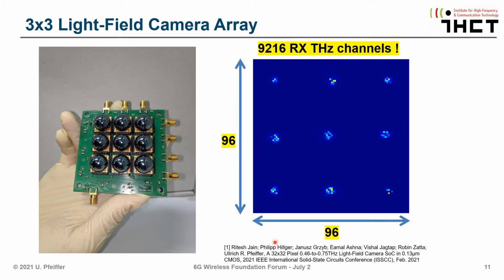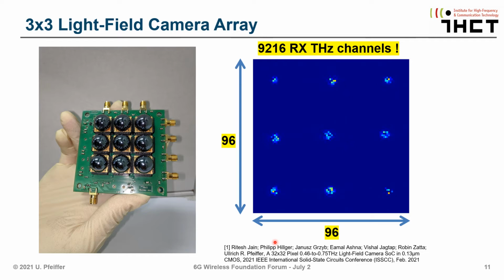Now, of course, you can scale this even higher. If you want to think about massive MIMO implementations, for instance, here you see an example of a 3 by 3 camera array. So here you have 9 times as many pixels available, and that means you have 9,216 receiver channels available. Of course, again, this is not for communication, it's for imaging, and here you see some of the data set that is being provided in this figure.